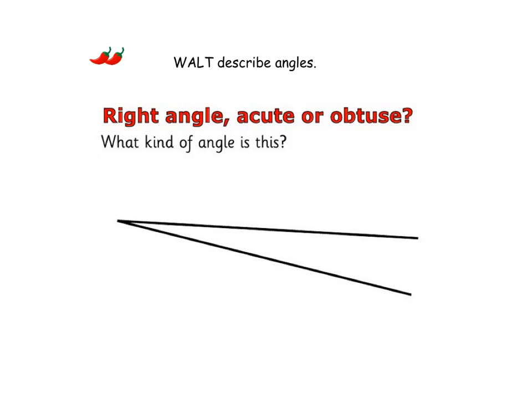The answer is acute. I never even got my right angle checker because I could see just by looking at it that it was definitely smaller than 90 degrees. Okay, let's try the next one.